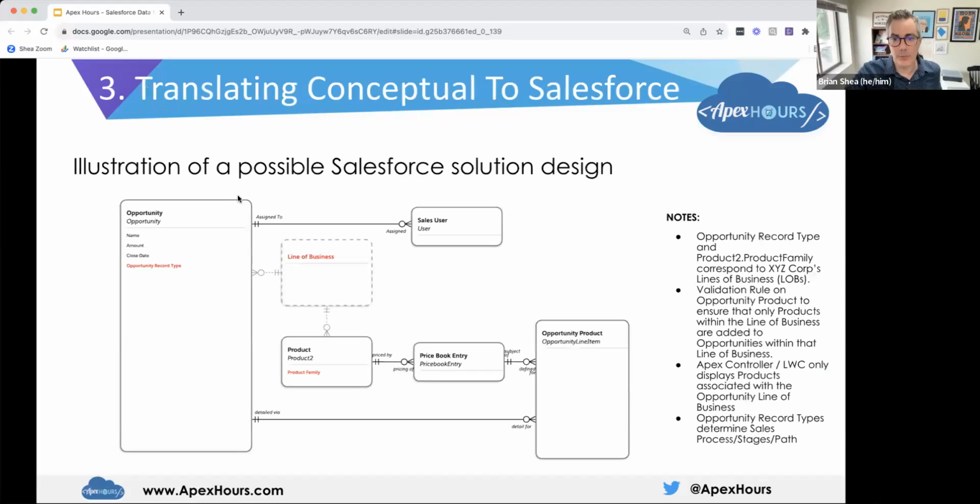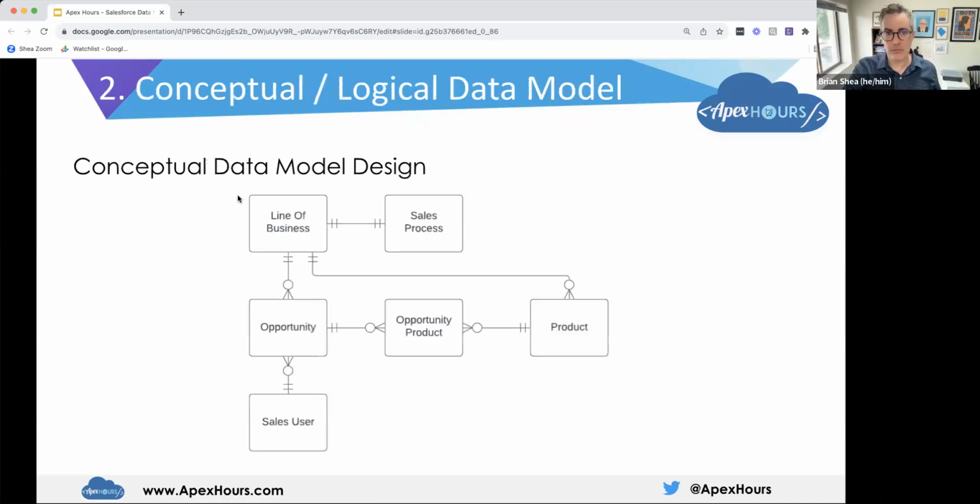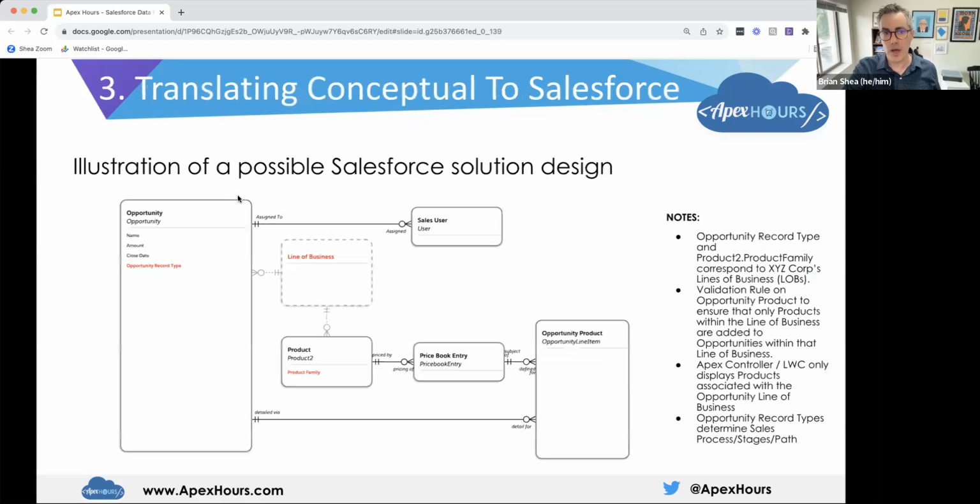And it can really help you, as you're thinking through possible solution designs, think about your requirements, think about the ways to address them, and think about the potential trade-offs. As I mentioned, I've done this before, and there are other ways to implement this data model in Salesforce, and having a good conceptual data model can be a good way to look at various implementation options or solution design options and look at the trade-offs.